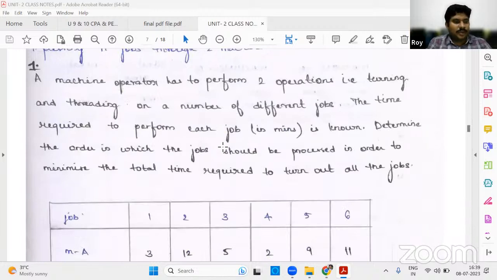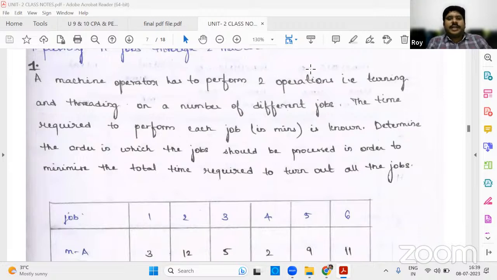Can anyone read this problem quickly? Louder. A machine operator has to perform two operations, that is turning and threading, on a number of different jobs. The time required to perform each job is known. Determine the order in which the jobs should be processed in order to minimize the total time required to turn out all the jobs.